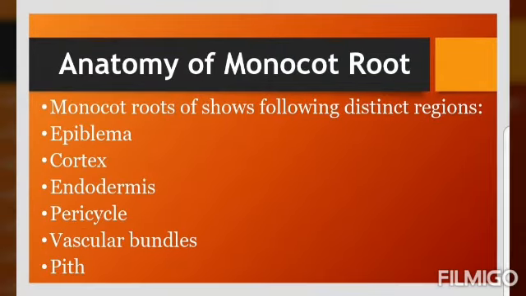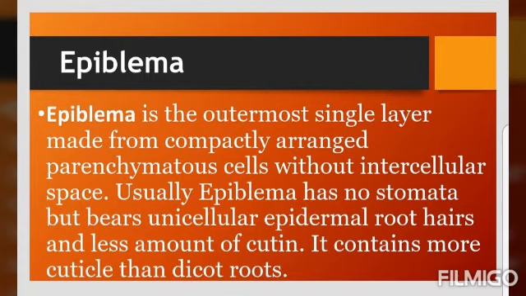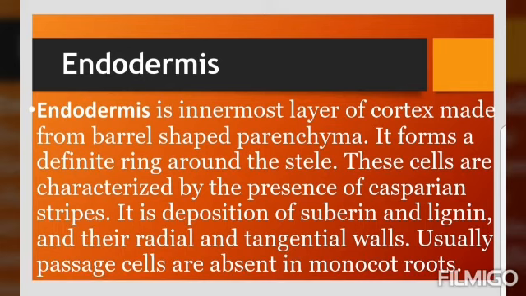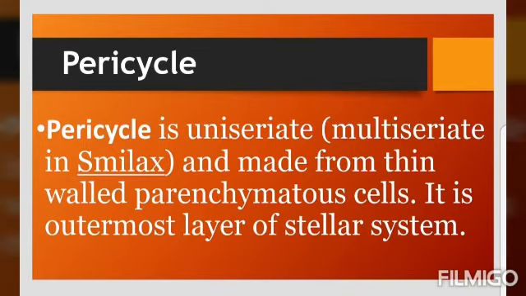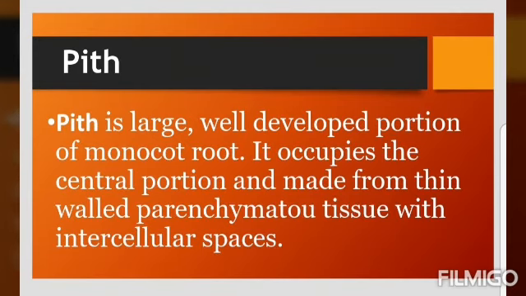The anatomy of the monocot root is similar to the dicot root in many respects. It has epidermis, cortex, endodermis, pericycle, vascular bundle and pith. As compared to the dicot root, which has fewer xylem bundles, there are usually more than 6. We can say the polyarch condition of xylem bundle in the monocot root is generally seen. Pith is large and well developed. Monocotyledonous roots do not undergo any secondary growth.